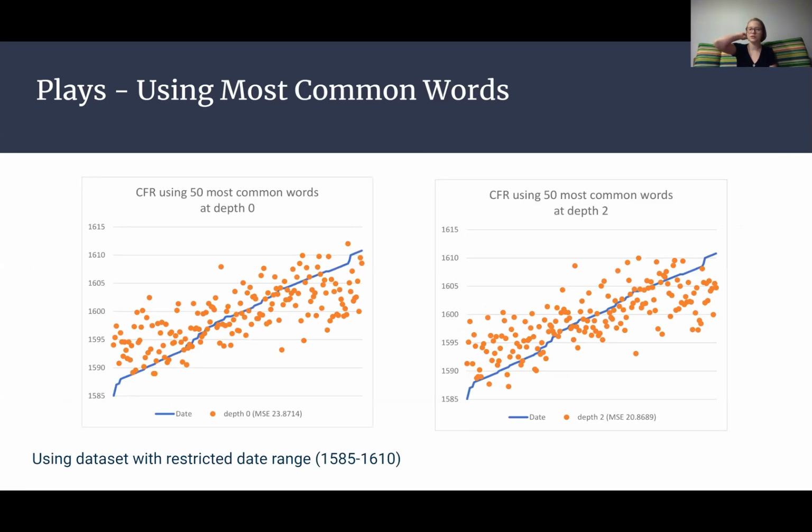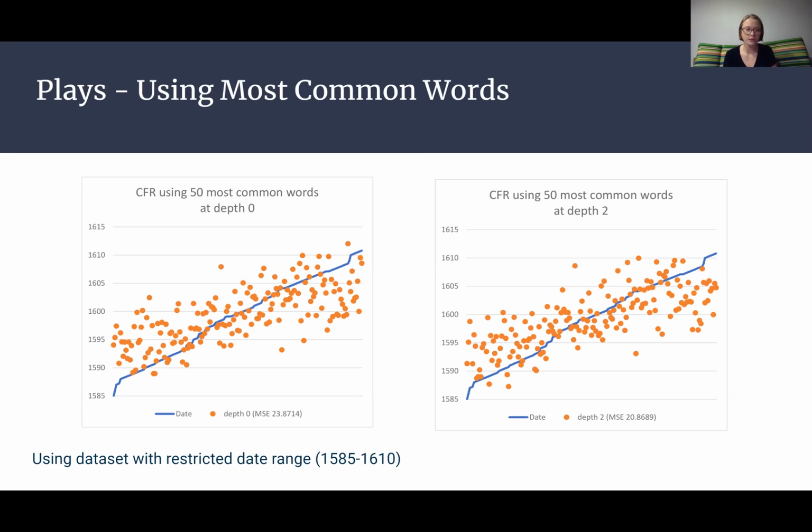Another experiment I did with this dataset is I ran it with our algorithm using the 50 most common words across all plays. It's also worth noting that for these experiments, I used a restricted date range from 1585 to 1610. The reason I did this is because we saw that most of the plays were concentrated within this date range, and we wanted to exclude any potential outliers, which we figured was fine because most of the plays were first performed within this range anyway.